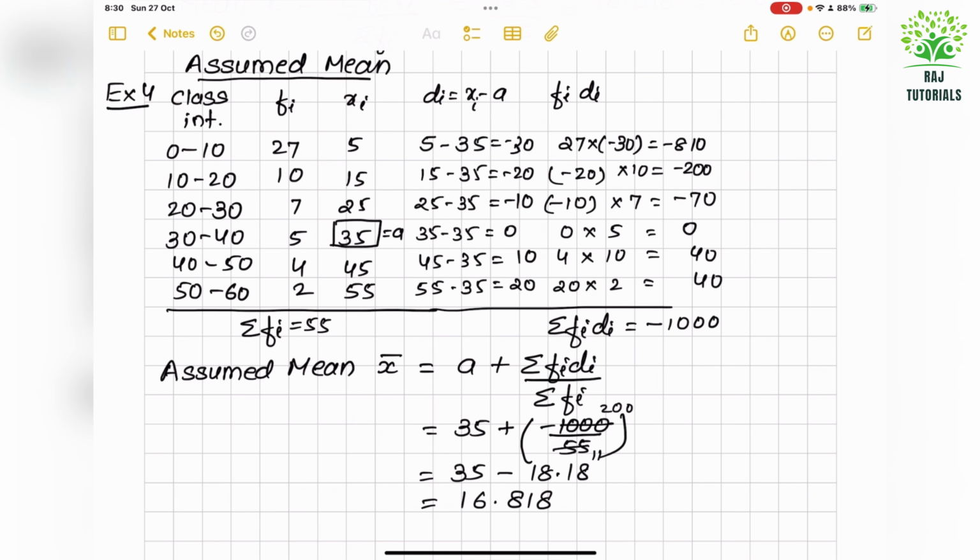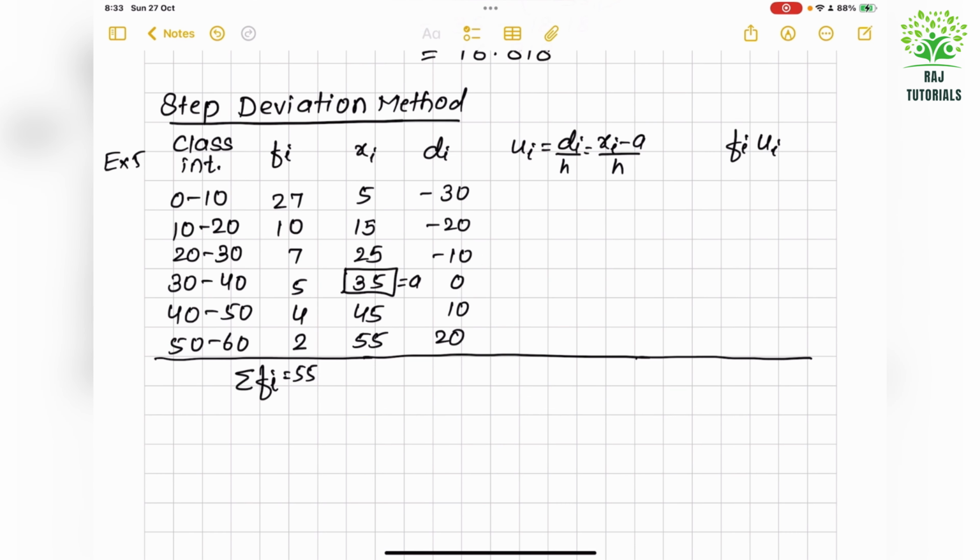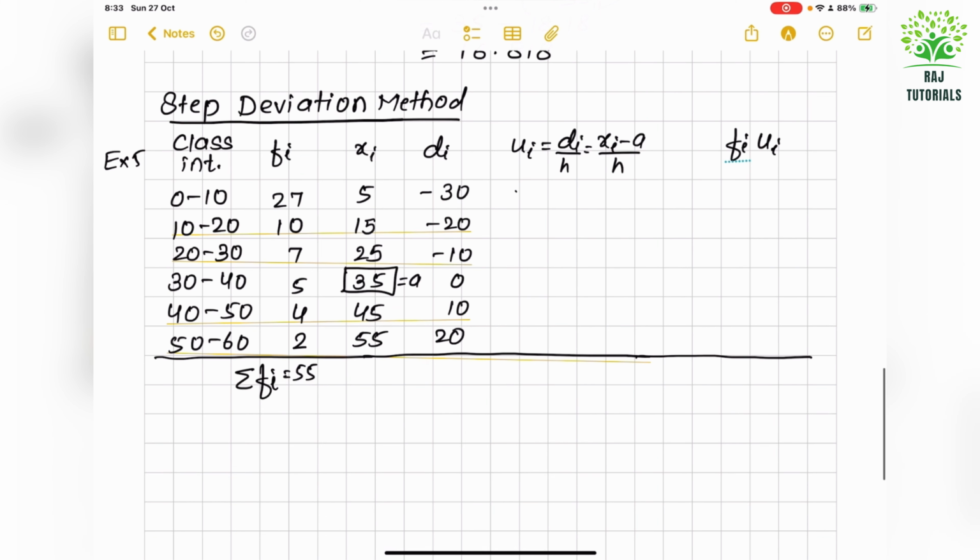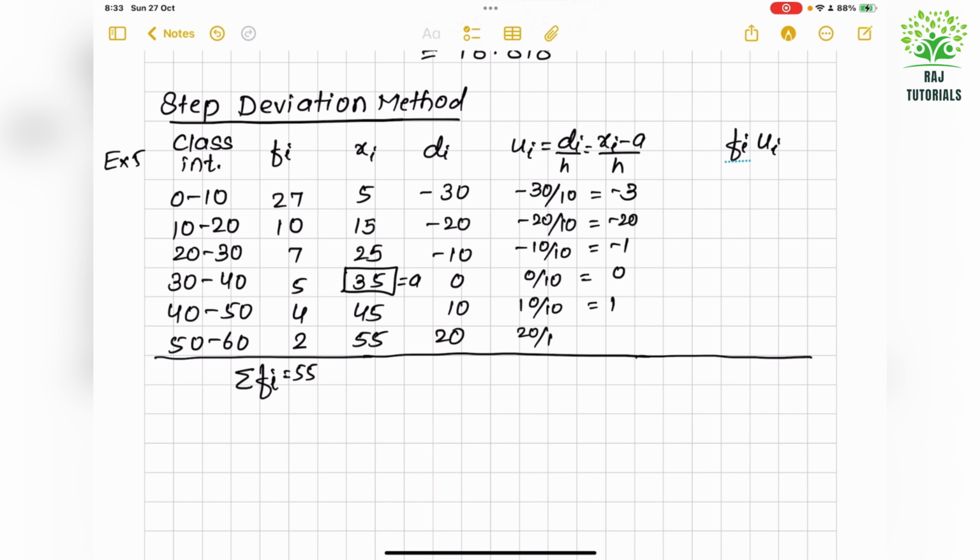So see, by the second method, that is assume mean, the answer has come the same. Now, the next method to find mean is step deviation method. Here also till di we will need the same. Now, once I got di, after that the formula written is ui equal to di upon h, or xi minus a upon h. H is the difference between the class interval, so 10 minus 0 will be 10. So here this will be minus 30 by 10, that is minus 3, minus 20 by 10, that is minus 2, minus 10 by 10, so that will be minus 1, 0 by 10, so that will be 0, 10 by 10, that will be 1, and 20 by 10, so that will be 2.